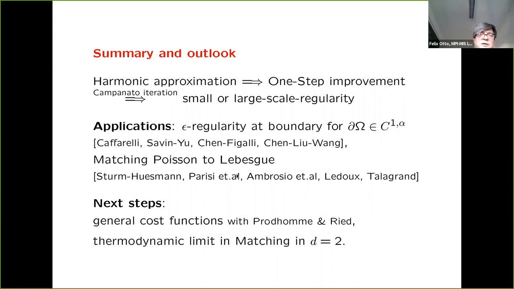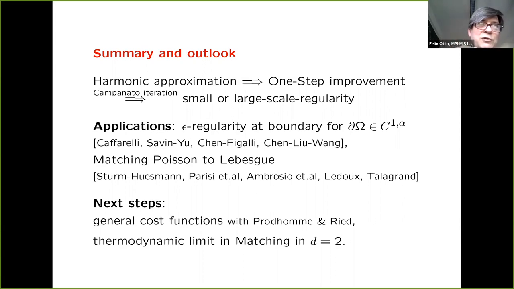And one thing we're about to finish with a PhD student, Maxime Prodhomme, and a postdoc, Tobias Ried, is that like De Filippis and Figalli, we can also deal with more general cost functionals, where our main idea is that we use the concept of quasi-minimality, which is also a very useful concept in minimal surface theory if you want to develop a regularity theory which also holds for perturbations. One can do the same thing here.